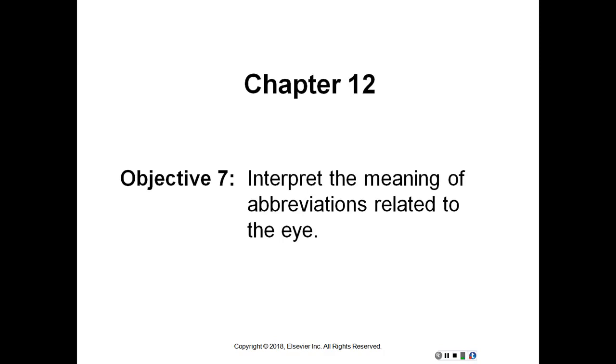Finishing up with Chapter 12, Objective 7, we're going to interpret the meaning of abbreviations related to the eye. Again, there's only a handful of these. Just pay attention to when letters are capital and when they're lowercase.